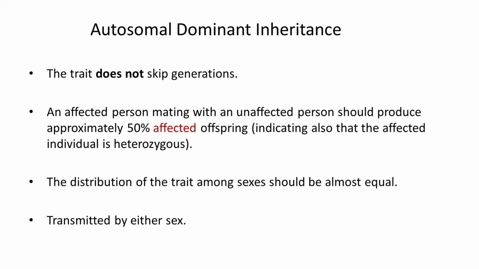An affected person mating with an unaffected person should produce approximately 50% affected offspring, indicating also that the affected individual is heterozygous. The distribution of the trait among sexes should be almost equal. It can be transmitted by either sex.